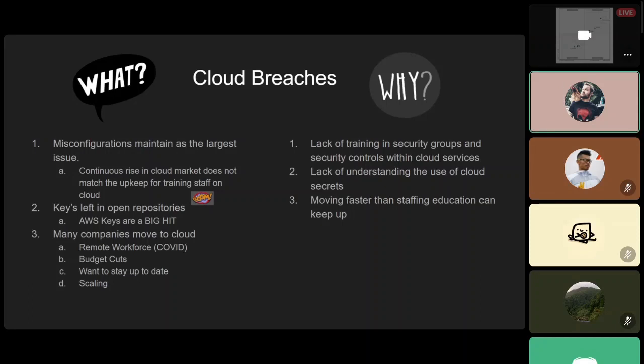You have to learn a new skill set on how you actually implement those controls. And that's what's causing a lot of these misconfigurations. Okay.